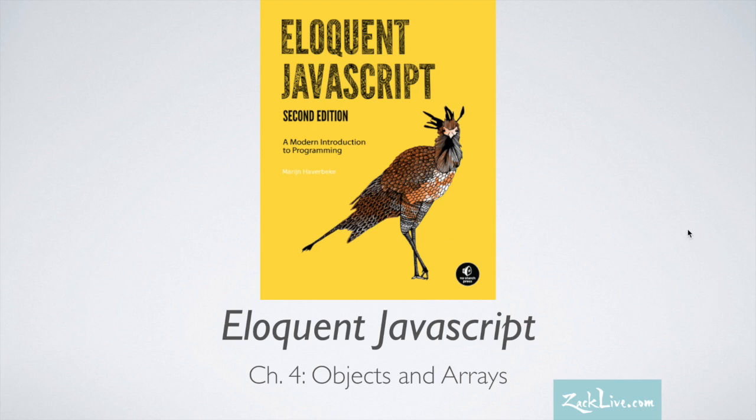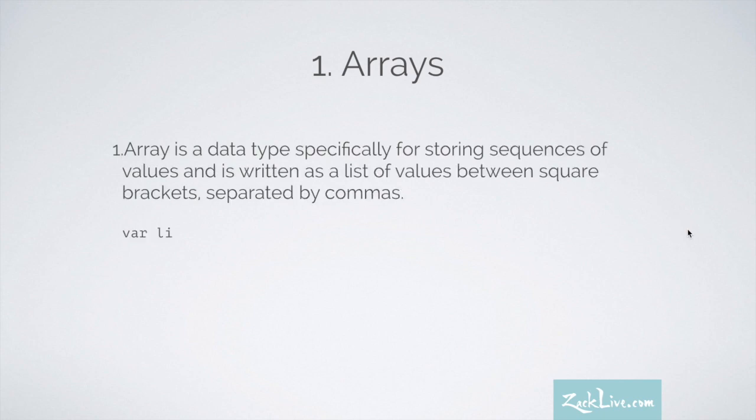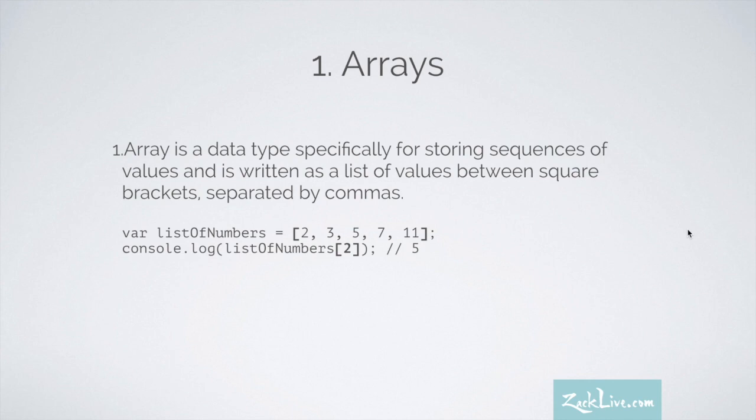Today we are going to talk about Chapter 4 of Eloquent JavaScript, Objects and Arrays. Array is a data type for storing sequences of values. So let's take a look at this example. We create a variable called listOfNumbers and assign an array to it.